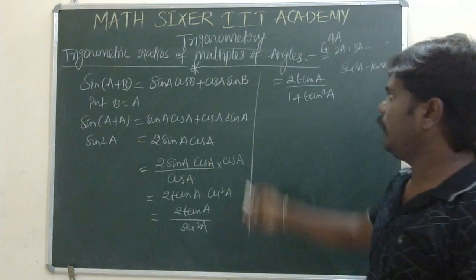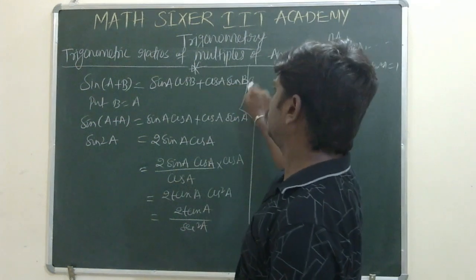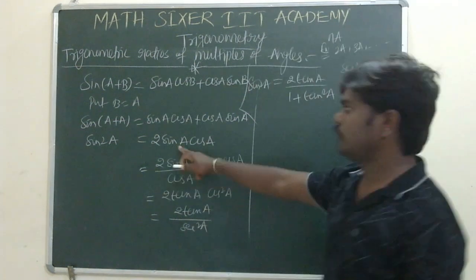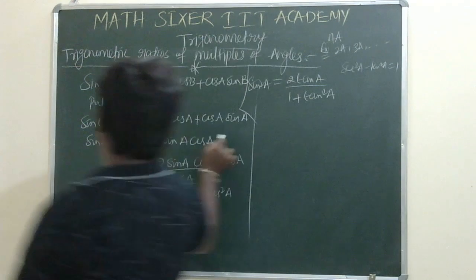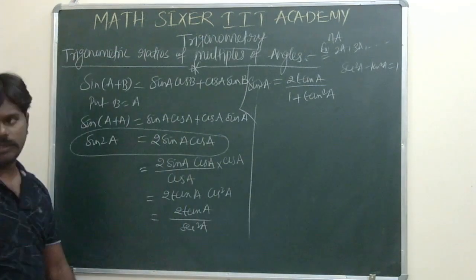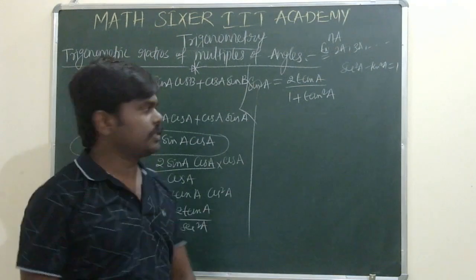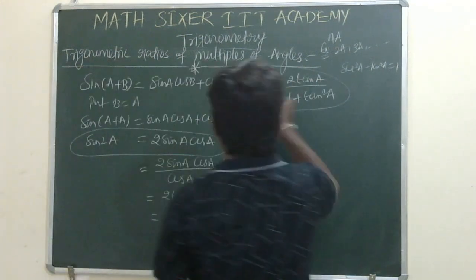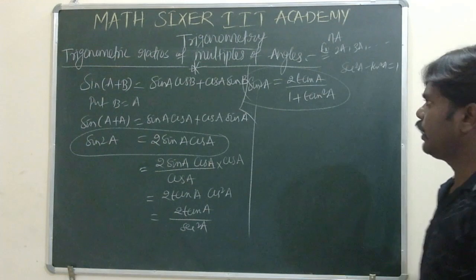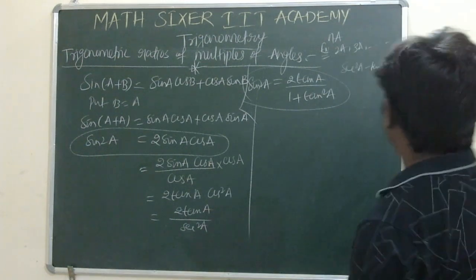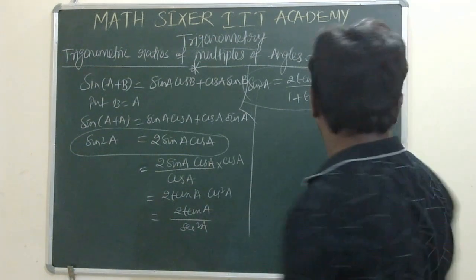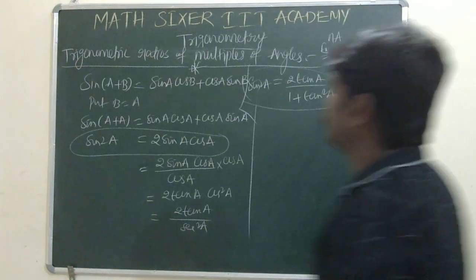So sin 2A is equal to 2 sin A cos A. This is one formula in terms of sin and cos A, and also sin 2A is equal to 2 tan A by 1 plus tan square A. This is another formula, which is important also, in terms of tan. Next, we will see cos 2A.